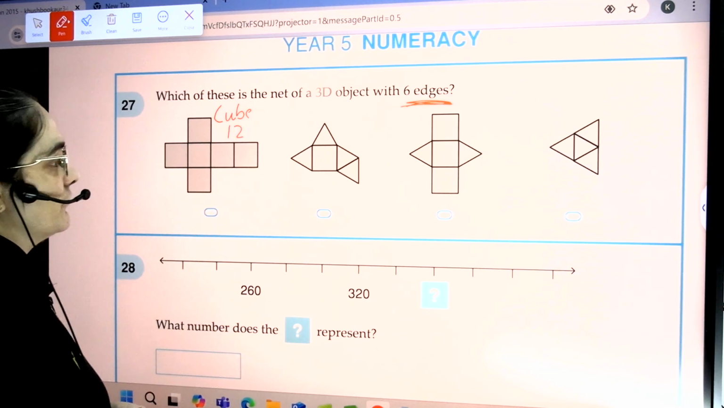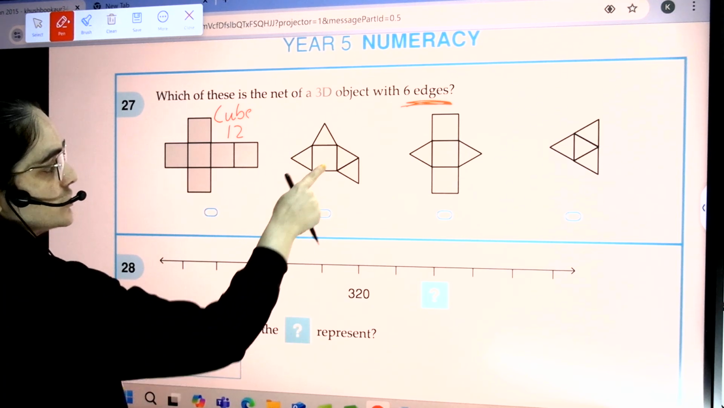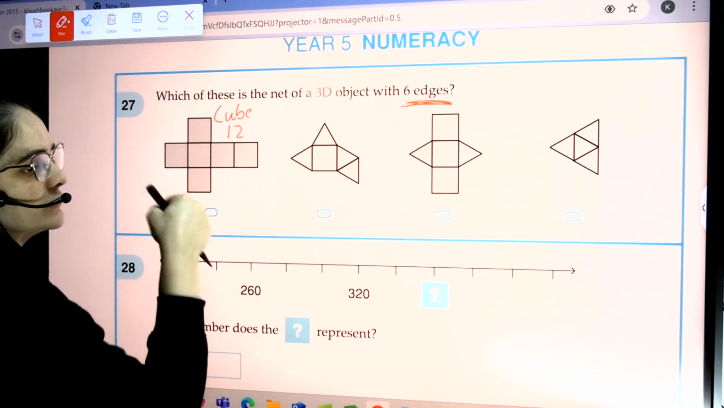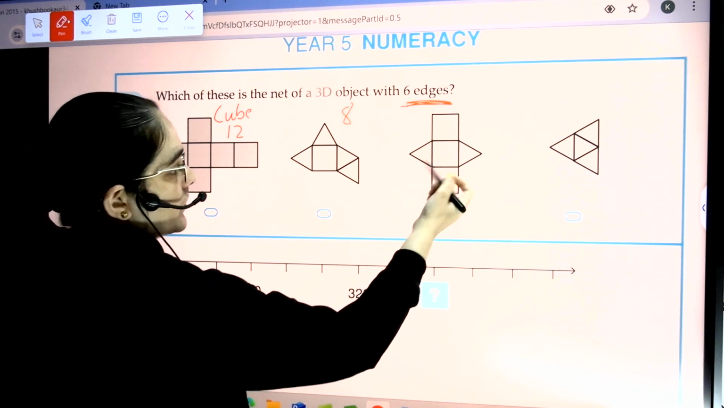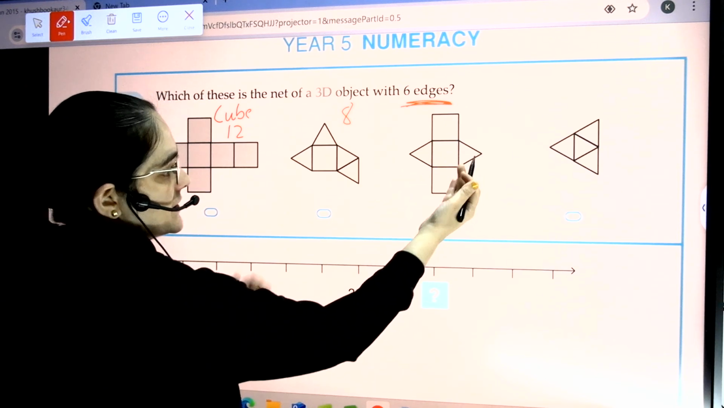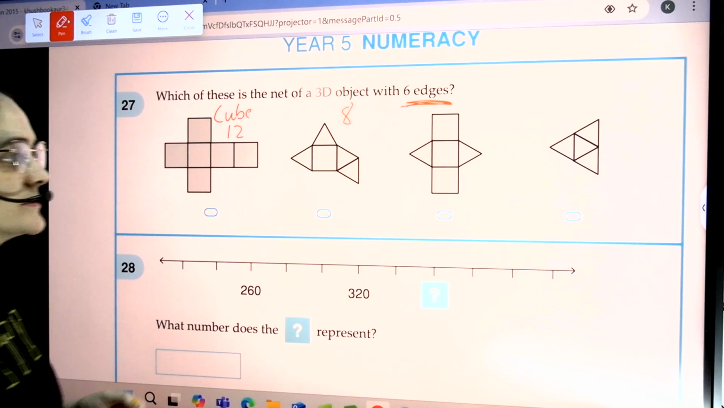If you know. And for this one is a square base pyramid. So I think 4 on the base and 4 on side. So this should have 8 edges. So this can't be the answer. This one is square base. They were left. So this one is a net of a prism, triangular prism.